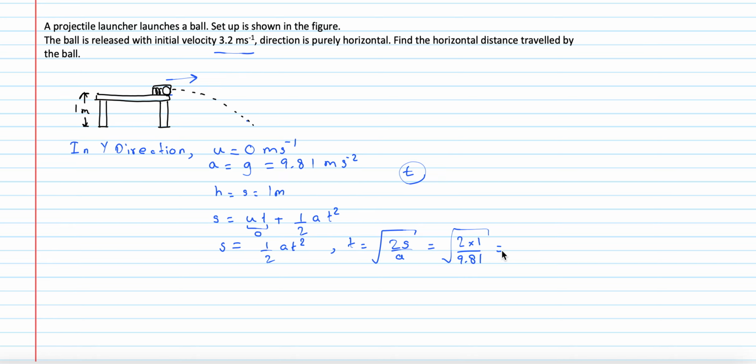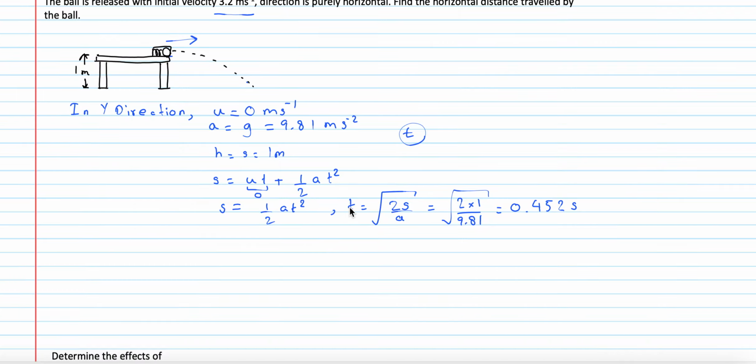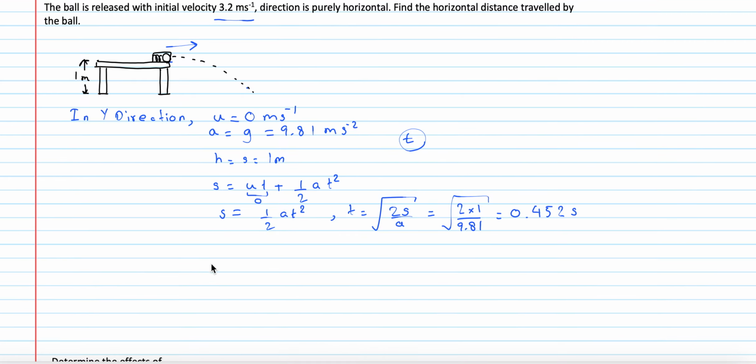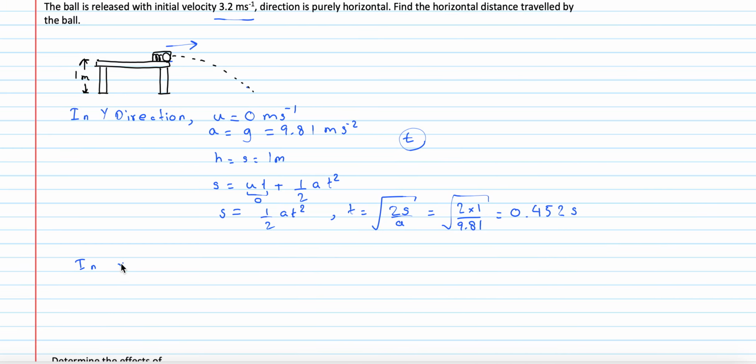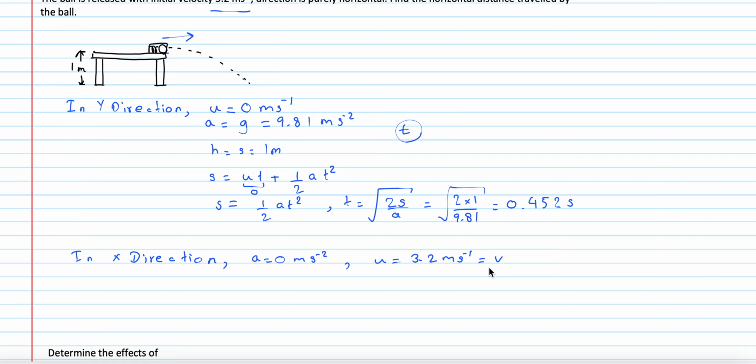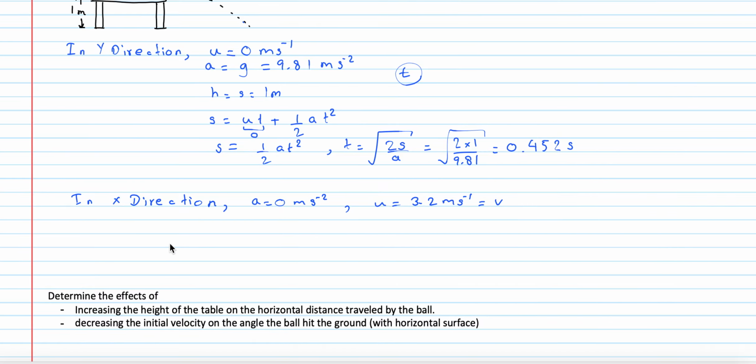Let's substitute the numbers. So it's approximately 0.452. And by using this quantity, the time, we can calculate the horizontal distance traveled. So in the x direction, there's no other force acting on the ball, so the acceleration is 0. And we have the initial velocity, which is 3.2 meters per second. Also, in the horizontal direction, the velocity remains the same, so we can just say this is the final velocity or whatever, since the velocity is not changing at all.